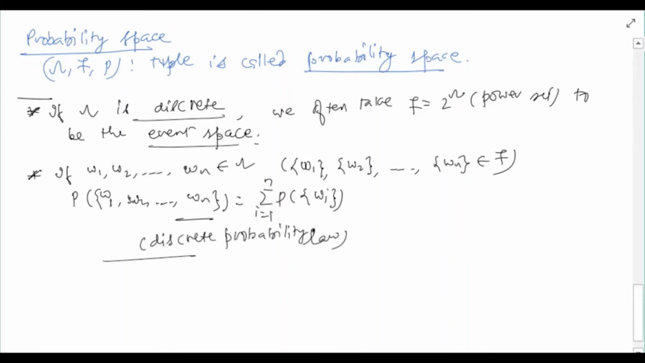Okay. If the sample space is finite, say it has n total outcomes and all the outcomes are equally likely in the sense that all singleton events have same probability, then probability of any event A will be number of favorable outcomes, that is number of elements in A divided by n. Let's see a few examples now.